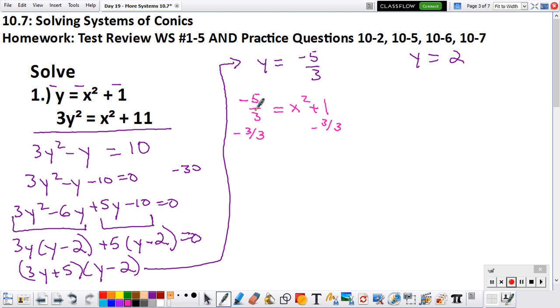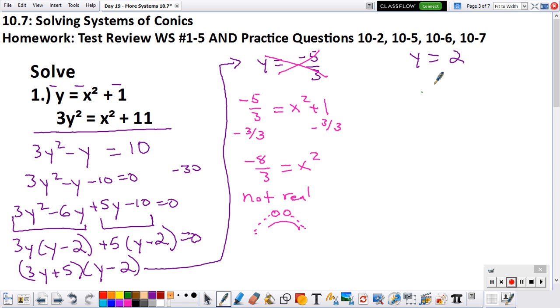So negative 5/3 minus 3/3 gives me negative 8/3 equals x squared. Oh no, I can't get a real solution out of that. See, you were all nervous about the fraction. There was nothing to be nervous about. It wasn't even that helpful. Crossed you out. No solution from that guy. Not real. All right, let's go to the other guy.